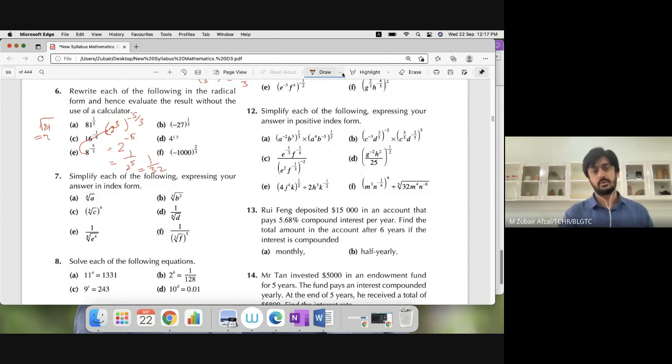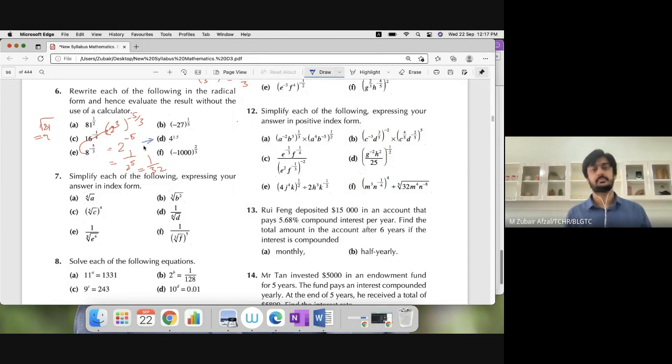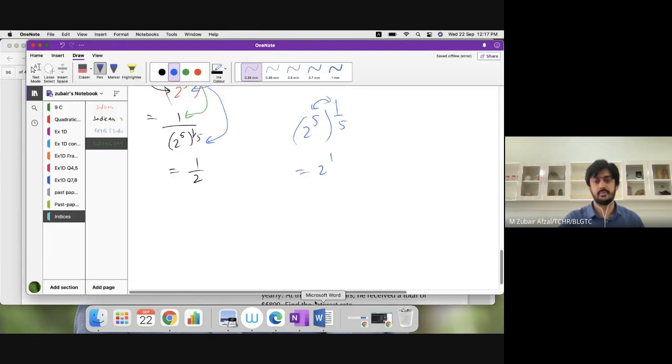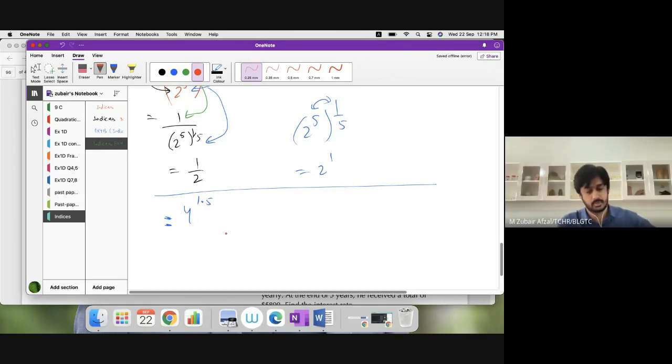Anyone, can you tell me how we'll solve D part? 4 raised to the power 1.5. How will we do this? Anyone? No one? Student: Sir, 40 raised to power 10. No, son.